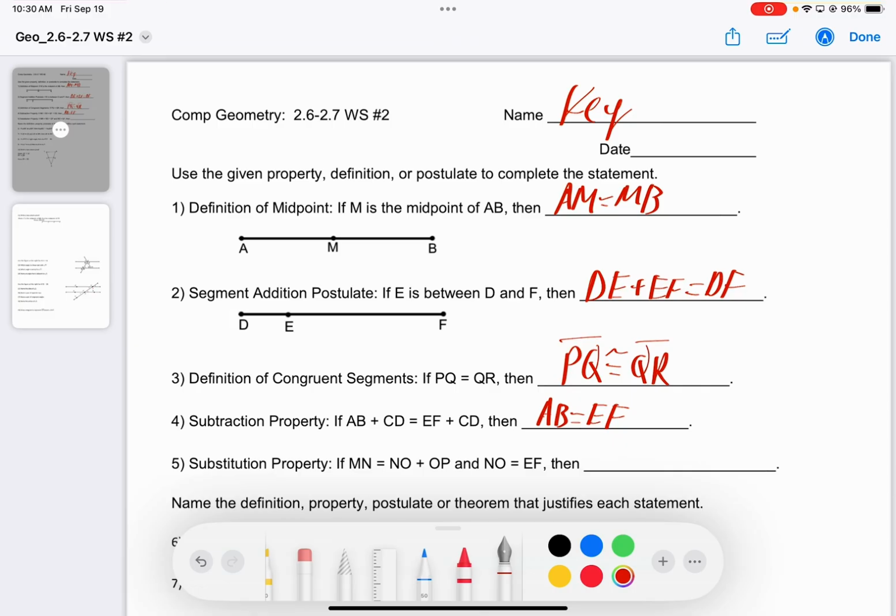All right, substitution property. That means we need to take something out, put something else in. If MN equals NO plus OP and NO equals EF, then what can we say as a result of that? Who did number 5 for us? Also, Alyssa. All right, Alyssa, what'd you say? Good. MN equals EF plus OP. All you did was take out NO and substitute in its place EF. Very good.